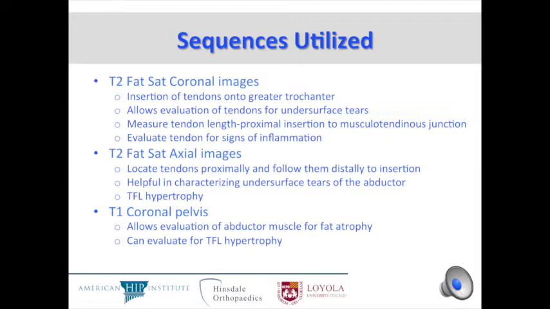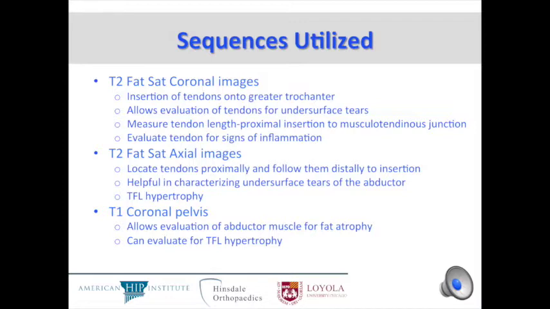It allows evaluation of the undersurface of these tendons for possible tears, and it allows measuring the tendon length from the proximal insertion on the greater troch to the musculotendinous junction, which when greater than 2 centimeters may suggest a partial thickness tear. T2 fat saturation axial images.